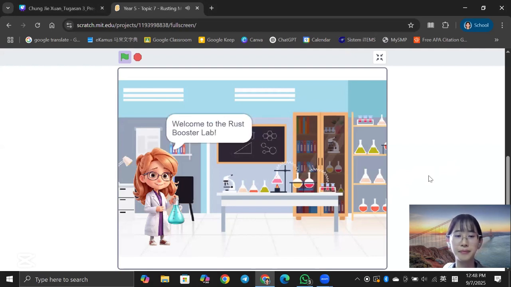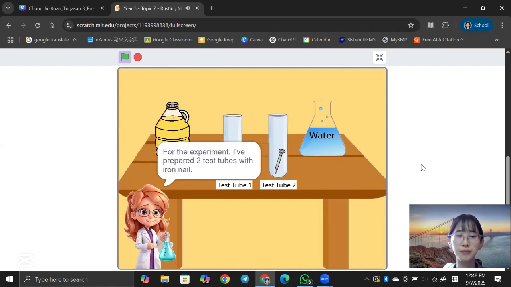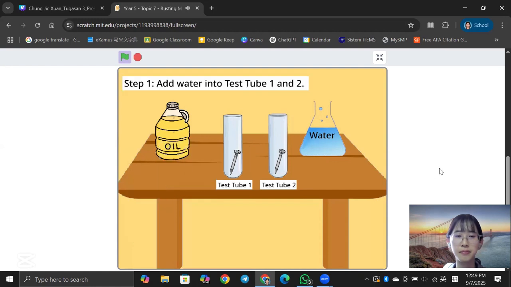Hi there, young scientists. Welcome to Rust Booster Lab. Today, we're going to find out what causes iron to rust. Rusting happens when iron reacts with air and water. But which one is really needed? Let's find out. For the experiment, I've prepared 2 test tubes with iron nails. Besides that, I have also prepared water and oil. Now, let's set up our experiment using 2 test tubes.